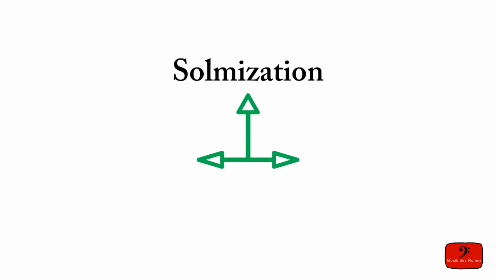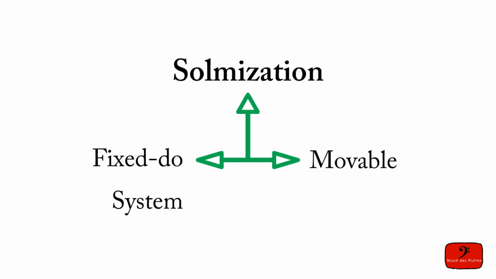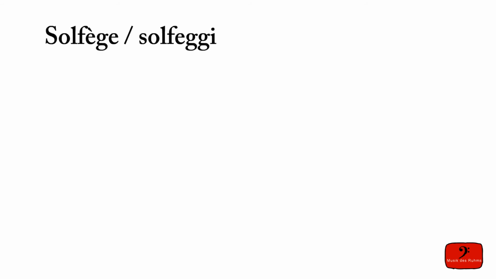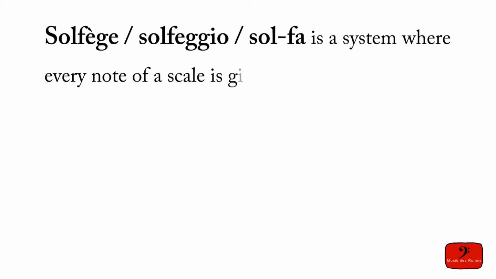There are 2 types of psalmisation. 1. Fixed do system. 2. Movable do system, or sol-fa system. Solfeggio, or sol-fa, is a system where every note of a scale is given its own unique syllable, which is used to sing that note every time it appears.